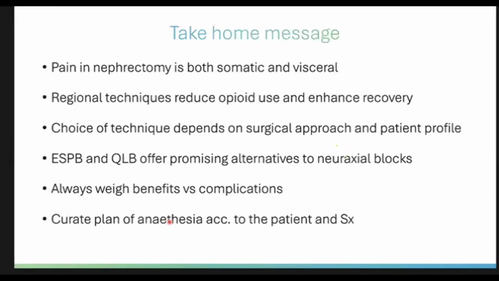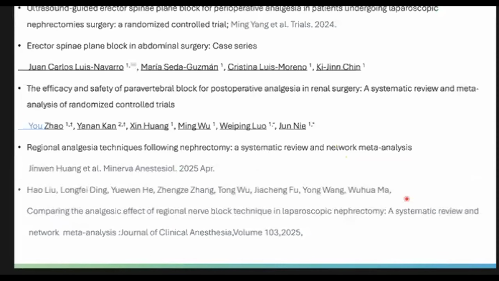My take-home message is that for any radical nephrectomy surgery, the regional anesthesia techniques do reduce the use of opioid and enhance post-operative recovery. And the choice depends on the surgical approach and the patient profile. Erector spinae plane block and quadratus lumborum block are promising alternatives to central neuraxial blocks. And we have to curate a plan of anesthesia according to the patient and the surgery. These are my references. Thank you.